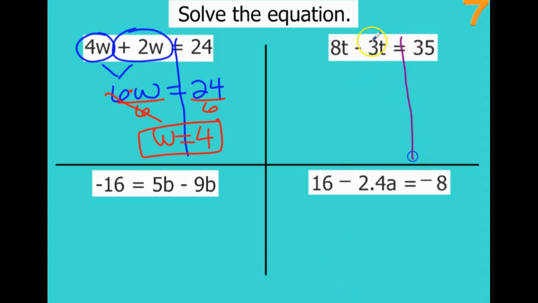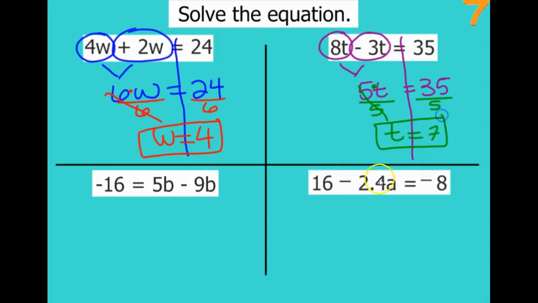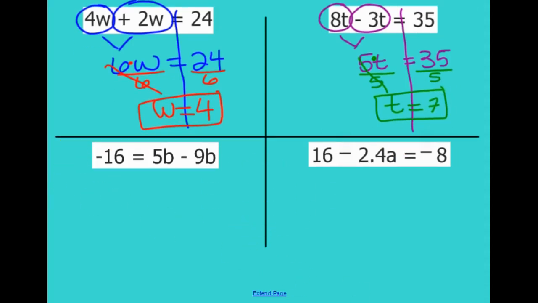Same thing over here. Combine your like terms. 8t minus 3, well 8 minus 3 is 5t. And then the opposite of multiply here is divide. So those cancel, we have t. 35 divided by 5 is 7. There we go. One more like this.